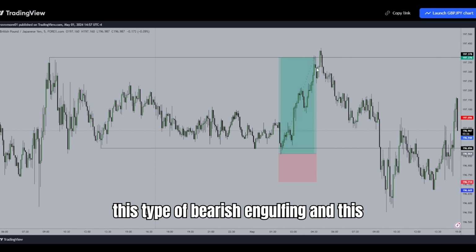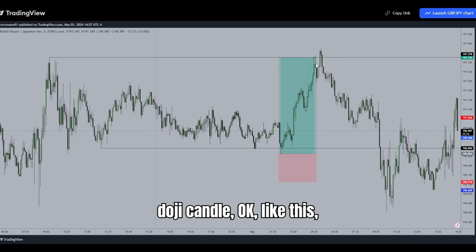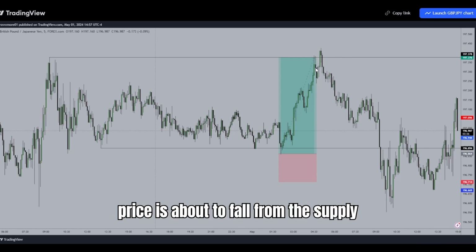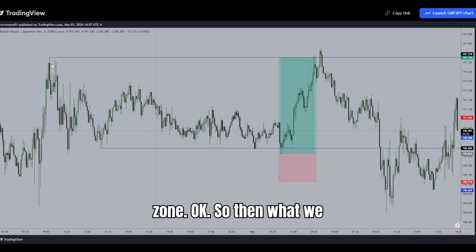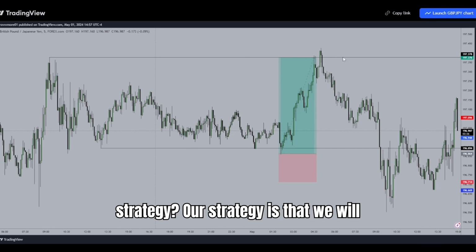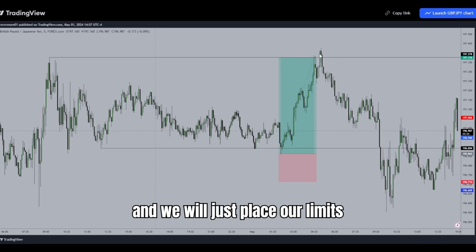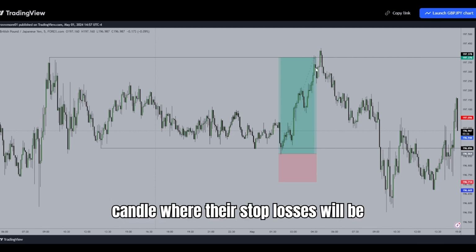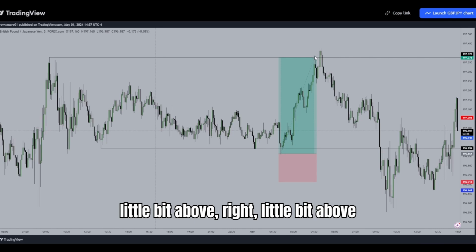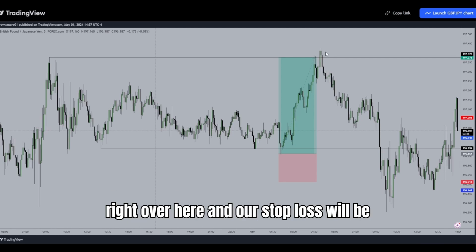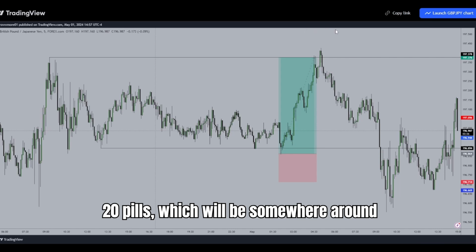So when people see this type of bearish engulfing and this doji candle, they will think that price is about to fall from this supply zone. So what is our strategy? Our strategy is that we will place our limits where they will place the stop losses. If they're taking a sell from this doji candle, their stop losses will be a little bit above this structure, somewhere right over here. So we'll place our sell limit right over here, and our stop loss will be 20 pips, somewhere around over here.